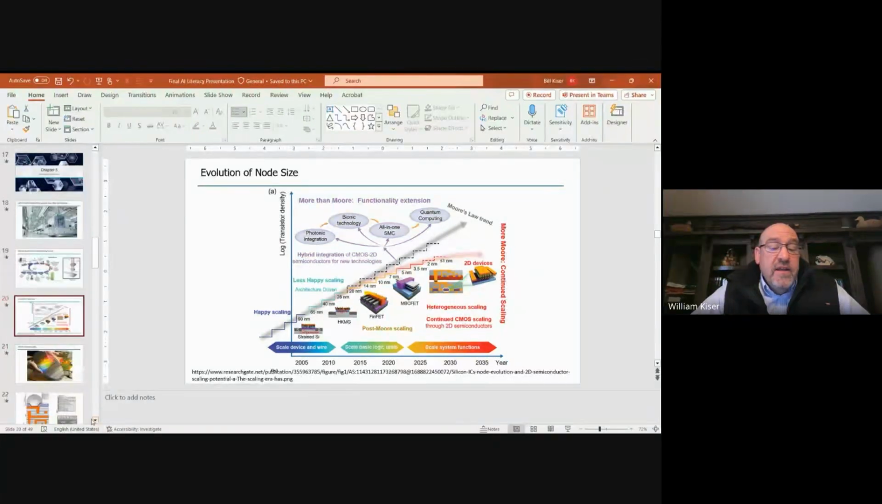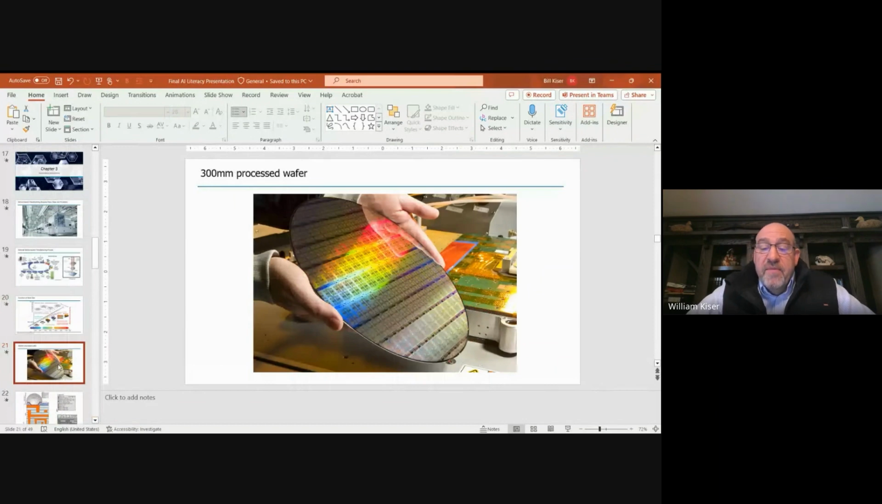When this is all done, this is a 300 millimeter wafer. This is a completed wafer. You can see what's been created here, multiple devices on this. It's actually then diced, repackaged individually. These may be CPUs or some other device, and you can see how many are made on a 300 millimeter wafer.